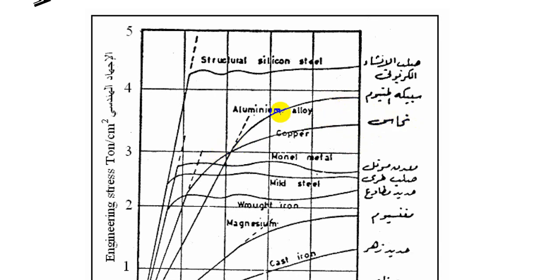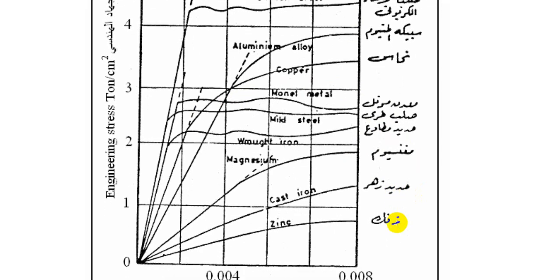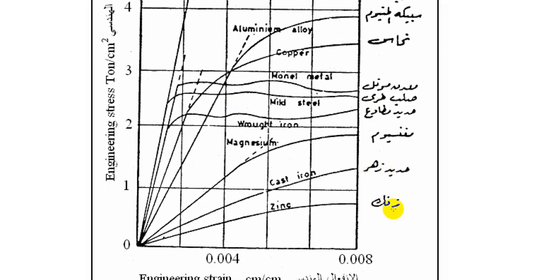Aluminium alloy acts as a ductile material, as does copper, as well as Monel metal, soft steel and malleable iron, or wrought iron. As you can see, soft steel, mild steel, wrought iron or malleable iron, and magnesium alloy or magnesium metal, as well as cast iron and zinc.